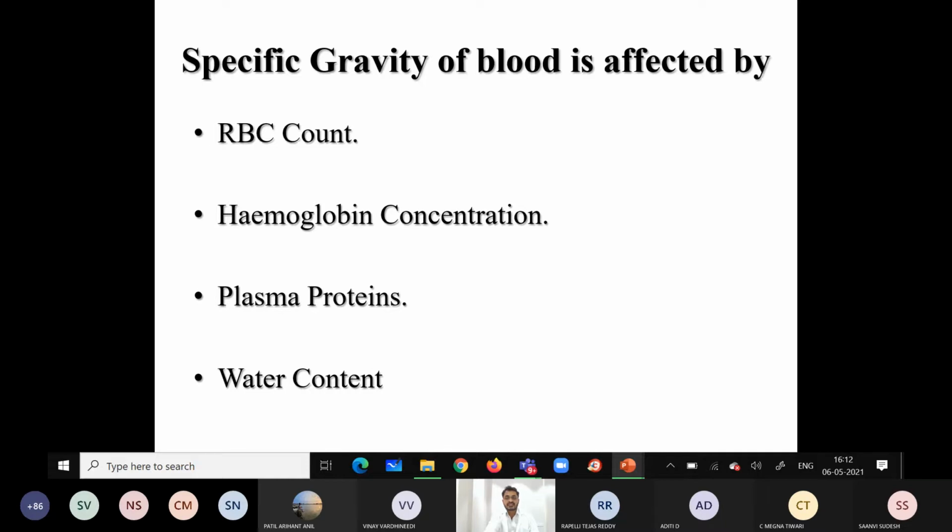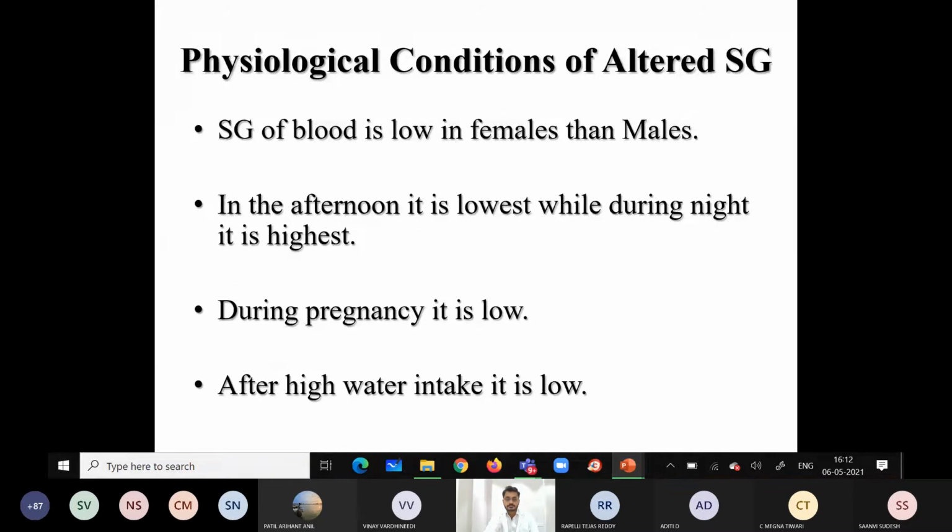What are the things that can affect the specific gravity? First is RBC count, second is hemoglobin concentration, third is plasma protein, and fourth is water content. Among physiological conditions with altered specific gravity, the specific gravity of blood is low in females and higher in males. In the afternoon it is lowest, while during night it is highest. During pregnancy it is low, and after high water intake it is low.